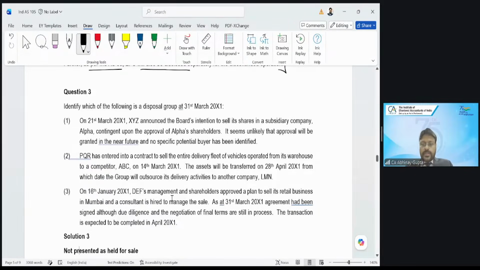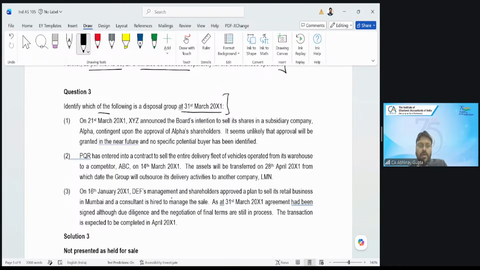So let's do this question number 3. Identify which of the following is the disposal group as at 31st March 2001. So this question is simply checking the concept whether we are able to identify whether this is regarded as the disposal group under Ind AS 105 or not, right?